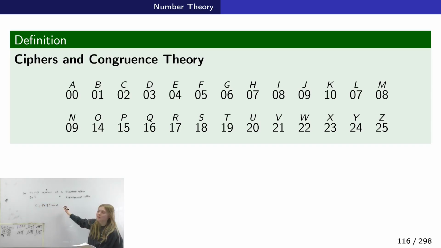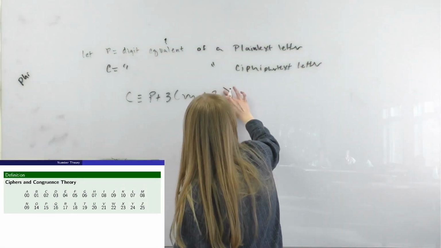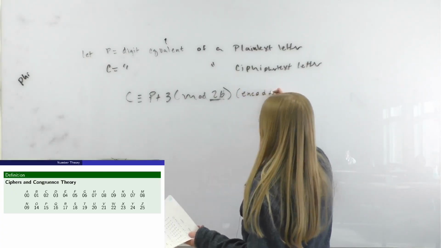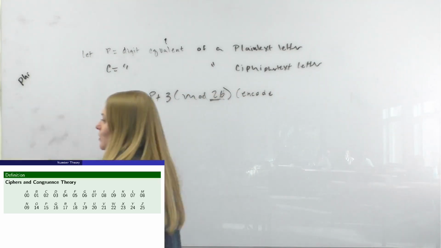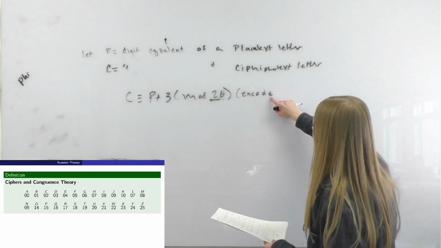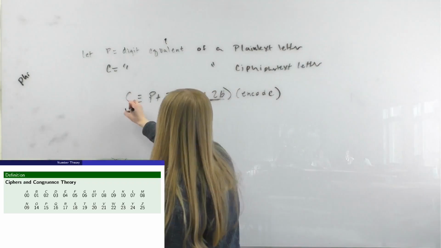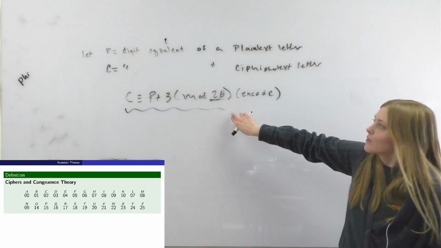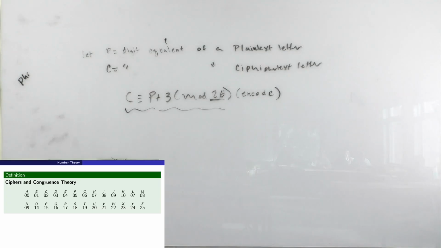Anyone know what it's going to be mod here? Yeah, 26. Just because we have 26 letters there, right? Okay. So this is what we're going to use to encode things. There's a lot of issues with using this method. Would you want your credit card information encrypted with this? No, because it's very, very simple. I don't even think you need a computer to crack that one.